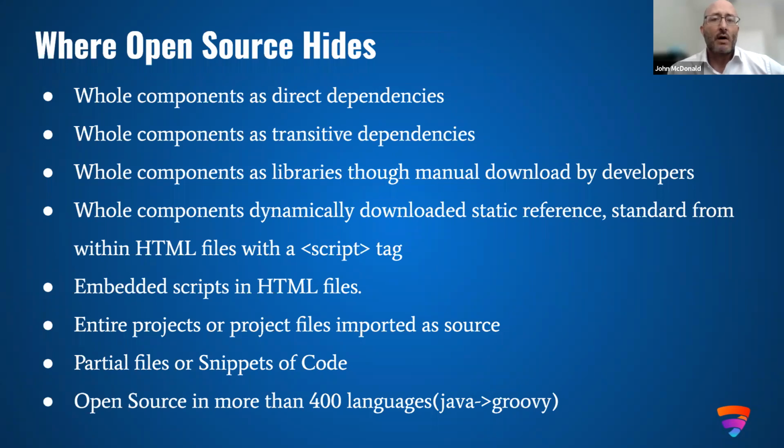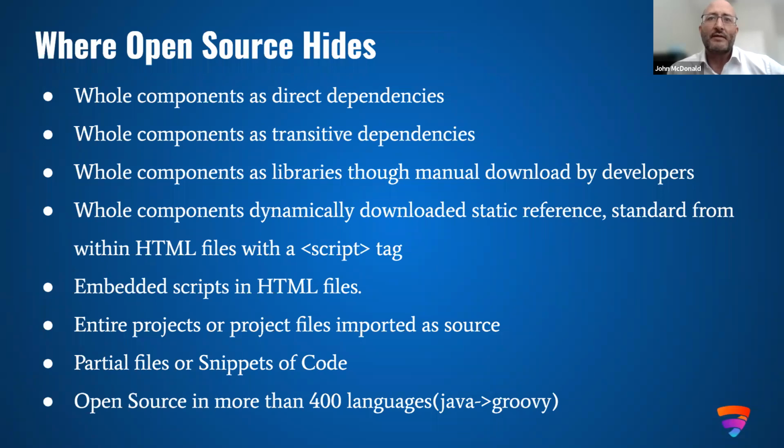And also, if you modify part of that file, it's going to be missed by the file hash. And then, of course, there's snippets of code, which is portions of that file. Lastly, all of the open source is available in more than 400 languages and increasing every day.